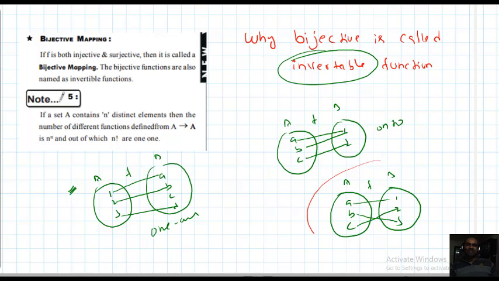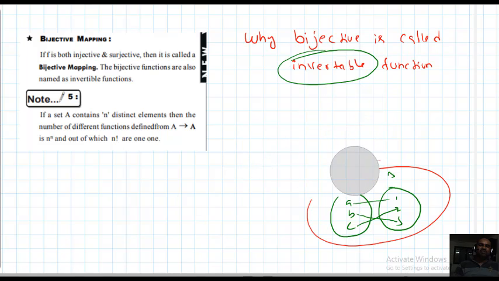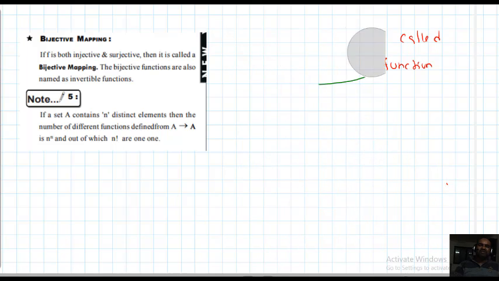That means if a function is bijective, then only its inverse from B to A is also a function, or in other words, you can say an invertible function. That's why a bijective function is called an invertible function. Okay students, important.